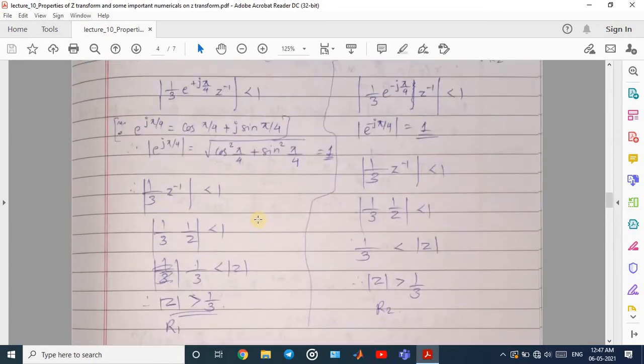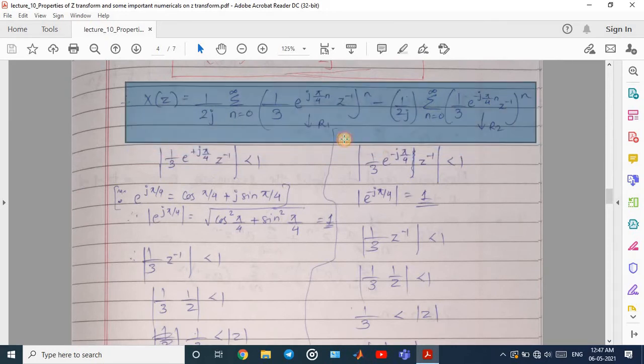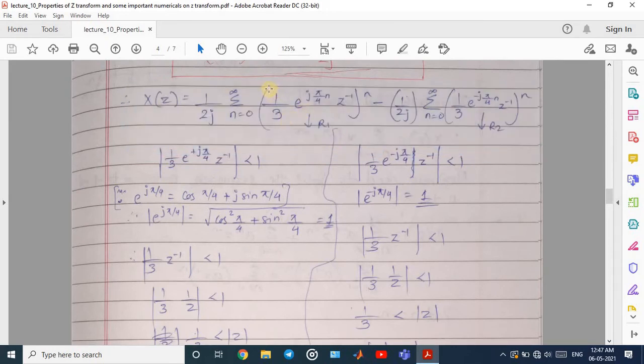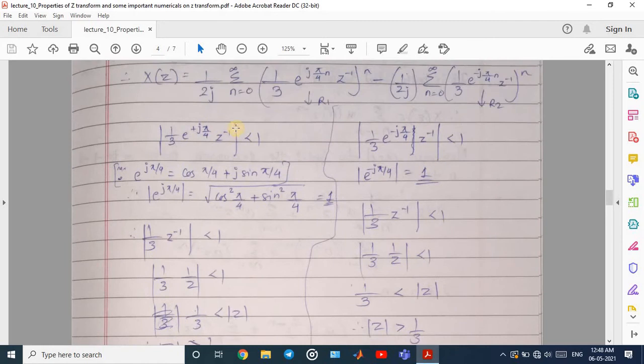Before plotting the ROCs, we need to find out the solution for this equation. We can see here, this is our alpha. Just write down 1 upon 1 minus alpha. In the solution, 1 upon 2j outside, 1 upon 1 minus a. So we can write here 1 upon 2j outside, so 1 upon 1 minus, this is a.